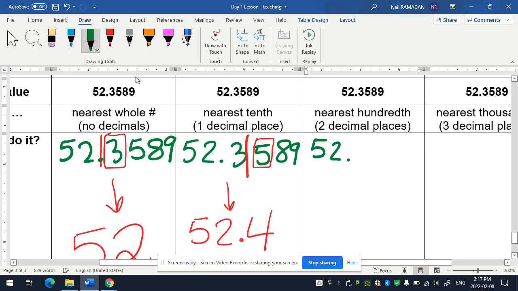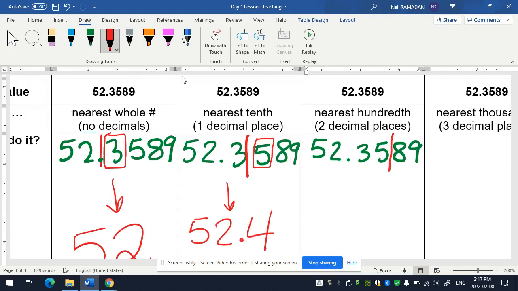52.3589. Of course, it's the same thing. But now my line is going to move. After the 5, it's right here. What does an 8 do? Bump up. Bump, bump, bump. So this number will become 52.36.